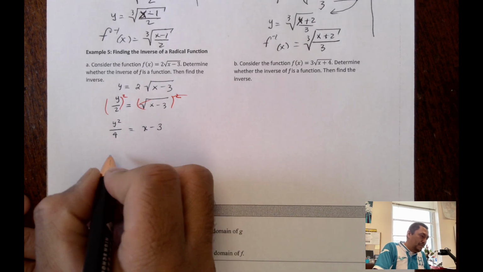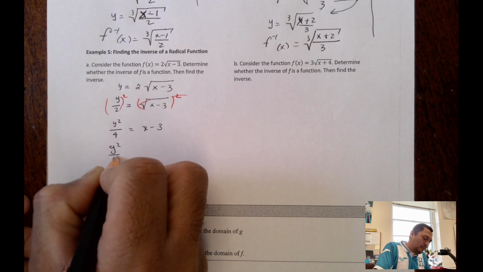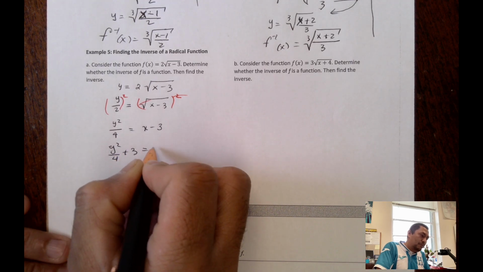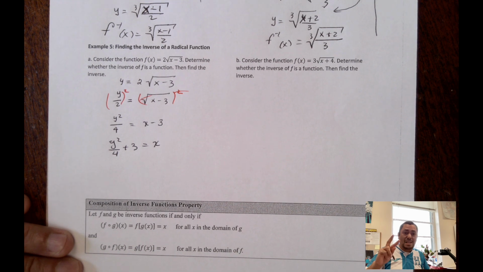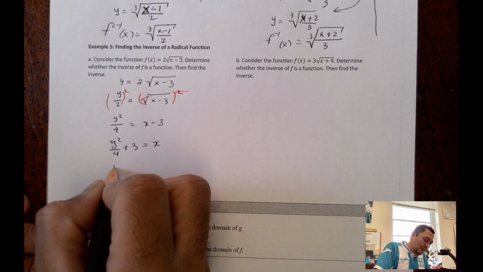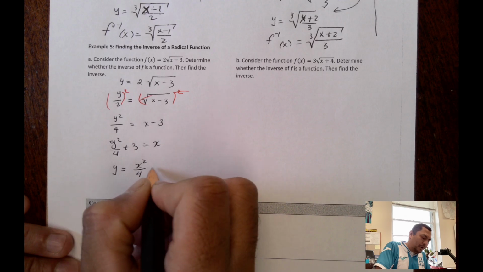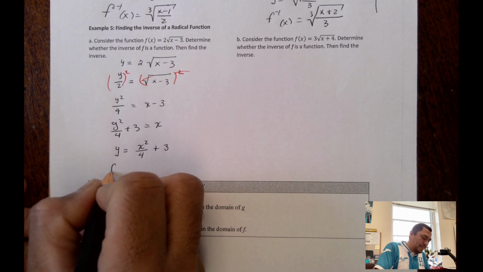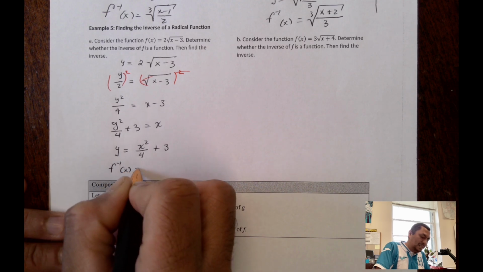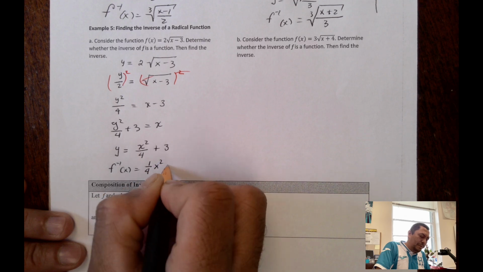Now we're going to add 3. So I have y squared over 4 plus 3 equals x. I'm going to interchange the variables and switch those equations. So I'm going to have that y is equal to x squared over 4 plus 3, which is my inverse function. So f inverse of x equals, I can write this one as 1/4 x squared plus 3.